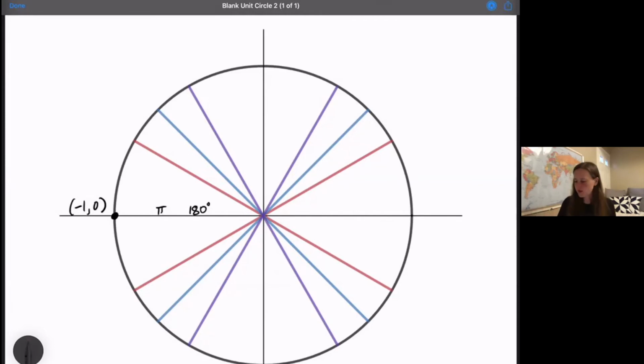Okay, other quadrantal angles. How about halfway to 180 degrees? That would be 90 degrees. That would stop us here on the positive y-axis. That's halfway to pi, so that's pi over 2. And that point's easy too, right? That's on the y-axis, so the x-coordinate is 0, and a radius of 1 means a y-coordinate of 1.